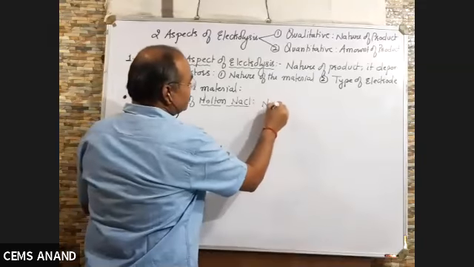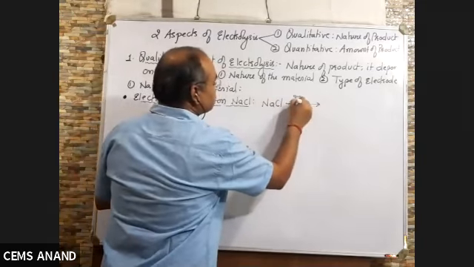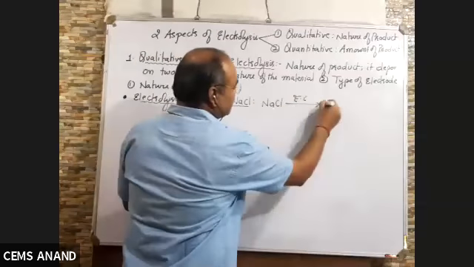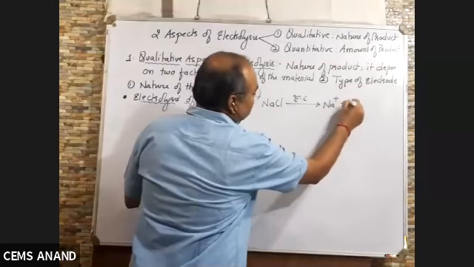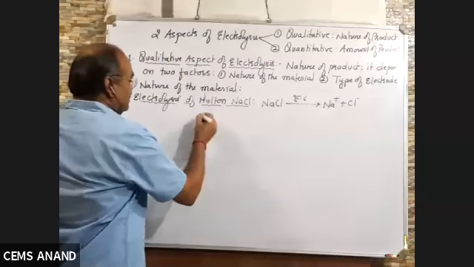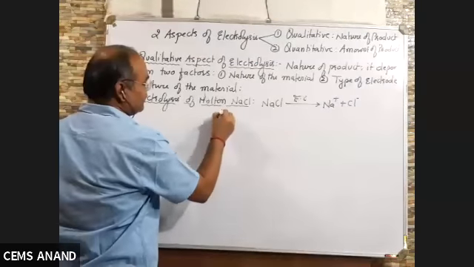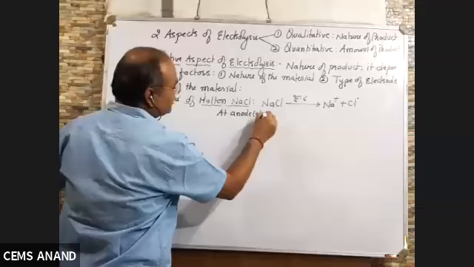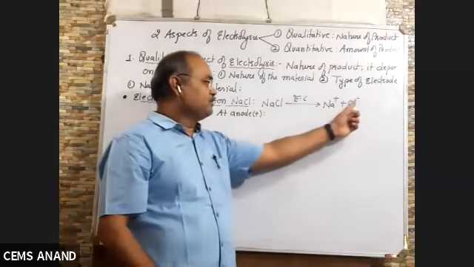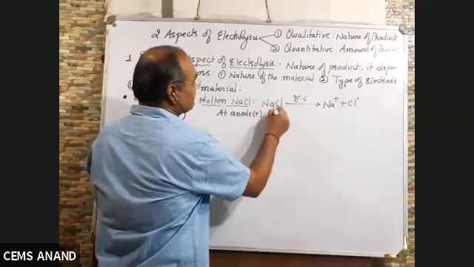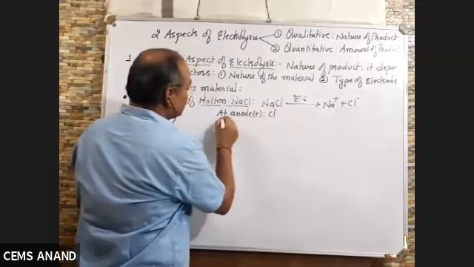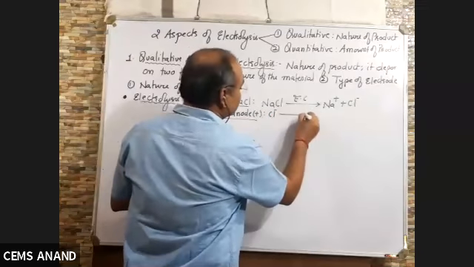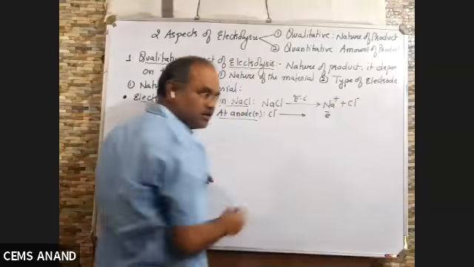You know NaCl, on passing electric current, right? In NaCl, when you pass electric current, we get Na plus, Cl minus. As earlier I told you, the anode is positive. So which ion will be attracted at positive? Negative, Cl minus. Important point: here at anode, Cl minus is attracted, so Cl minus undergoes oxidation, meaning loss of electron.